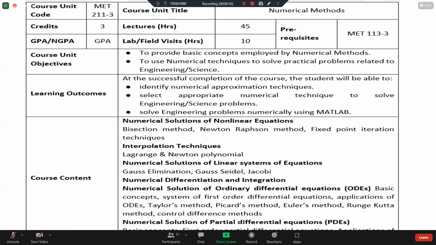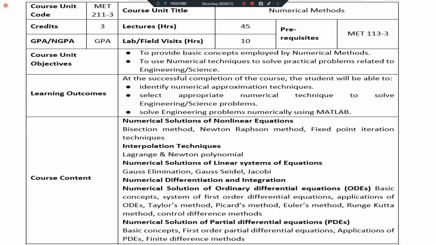This is the course outline. In the course content, you have some numerical methods. That means you will learn some techniques regarding numerical methods. In fact, today you will learn how we can use numerical methods for root finding, and next week you will learn interpolation techniques as well. Okay.